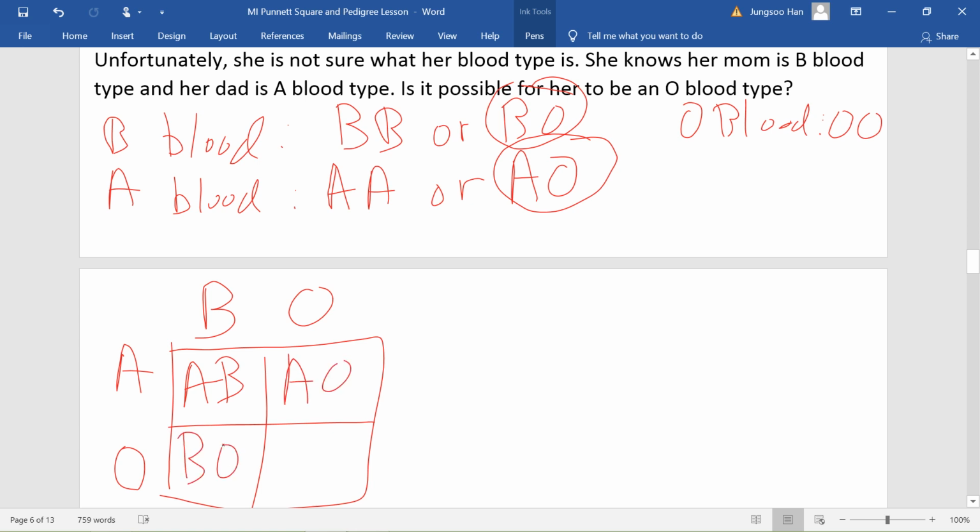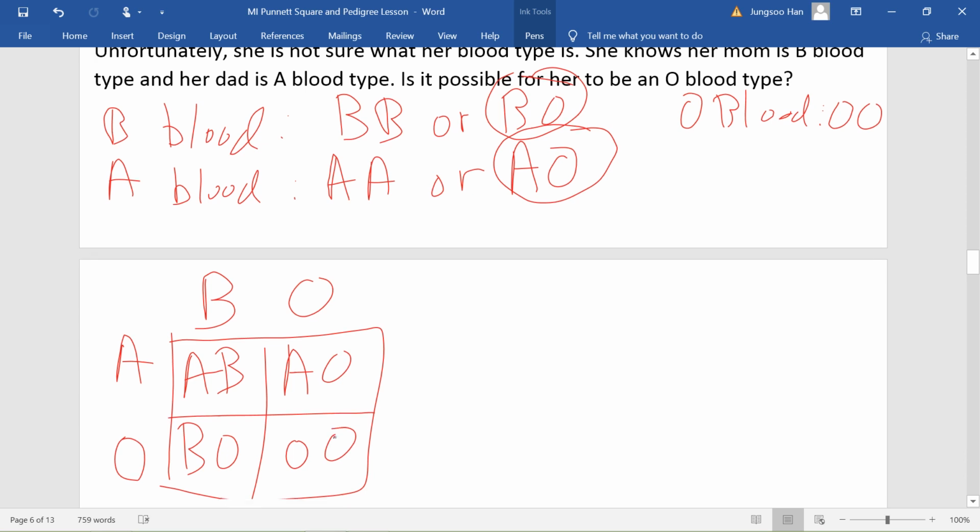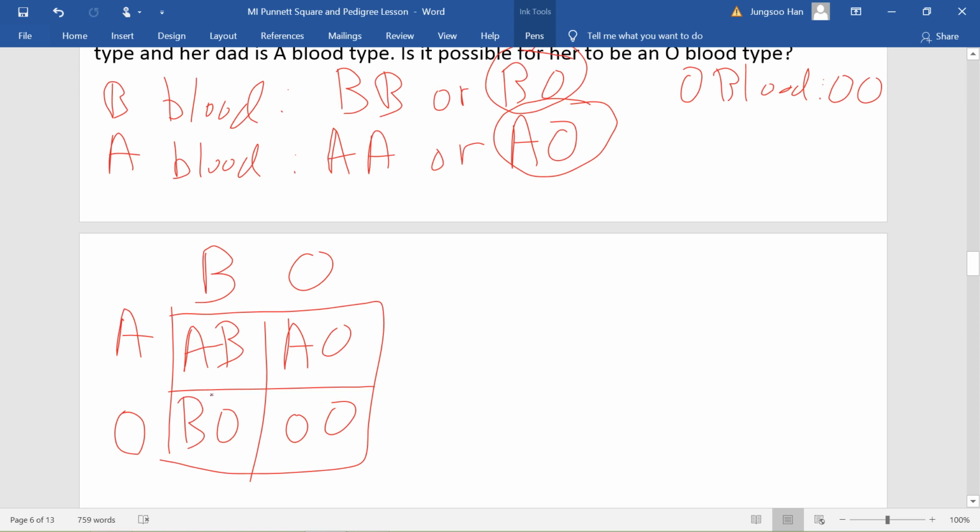Again, it's probably easier to put things in alphabetical order. If you look right here, 1 out of the 4 squares in the Punnett square is OO. So 1 out of 4 is 25%. So if Elizabeth's parents have the genotypes BO and AO, then she has a 25% chance of being OO, or O blood type. Okay, that's it. So a 1 in 4 chance.